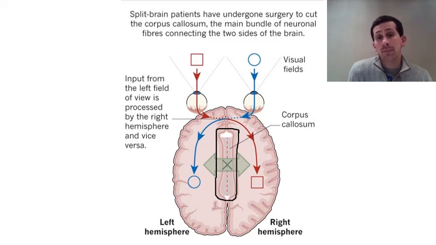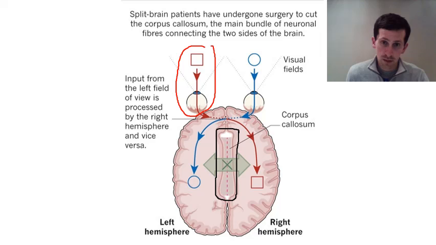That was cut. So that main bundle of fibres connecting the left and right side of the brain was completely severed. Usually we'd see something in your left eye here. That information will go into the right side of your brain. It would be processed by the right side of your brain. The opposite is also true here.